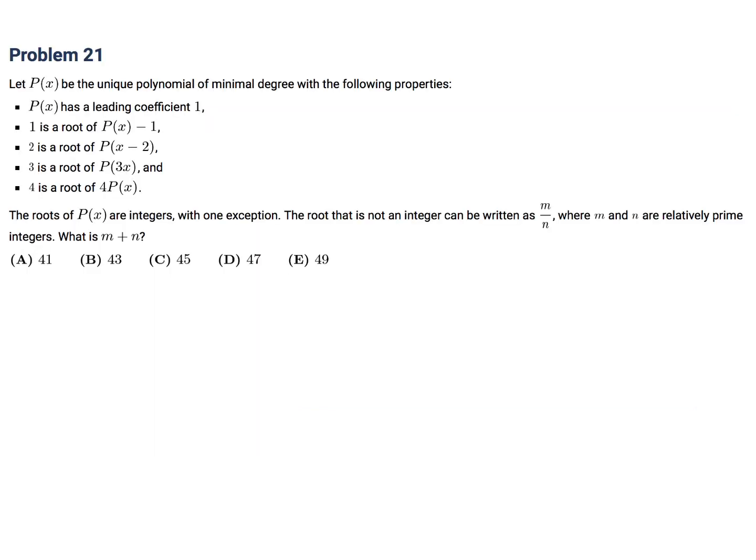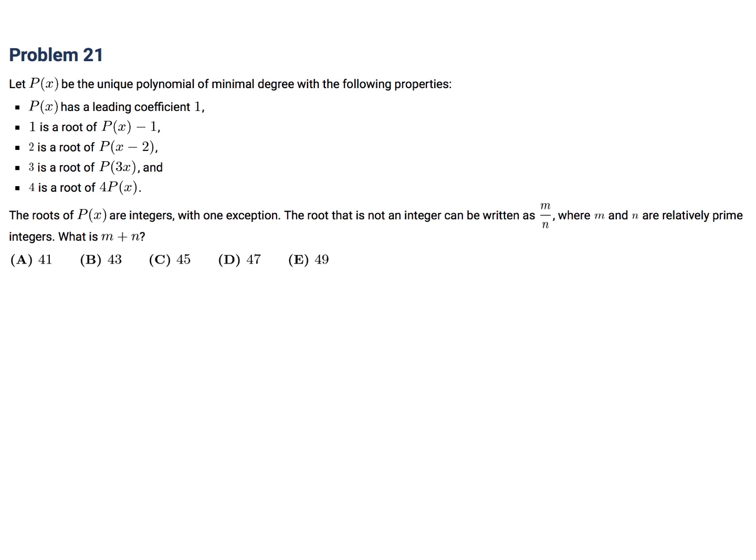Let p(x) be the unique polynomial of minimal degree with the following properties. p(x) has leading coefficient 1. 1 is a root of p(x) minus 1. 2 is a root of p(x) minus 2. 3 is a root of p(3x). And 4 is a root of 4 times p(x).